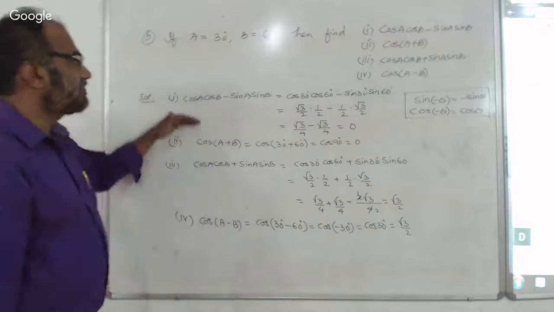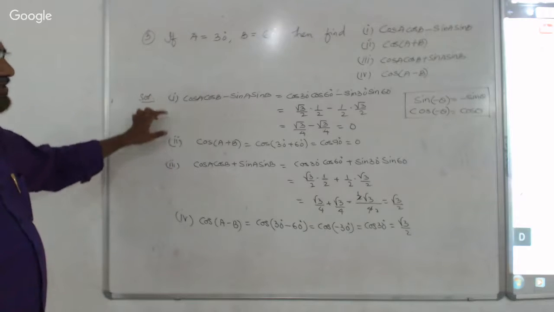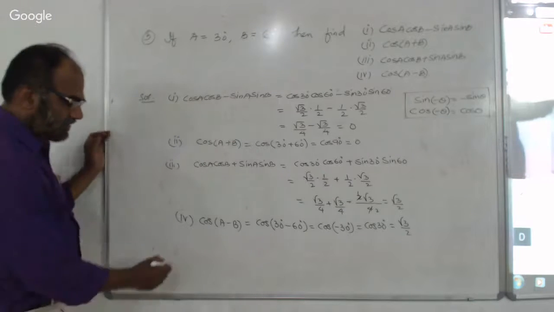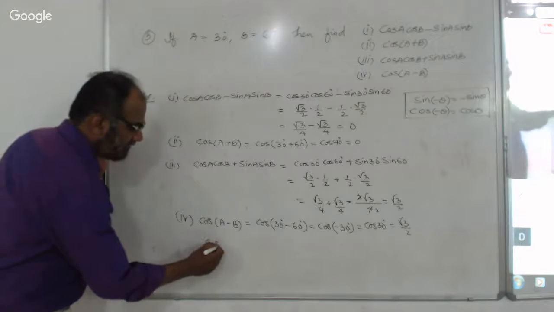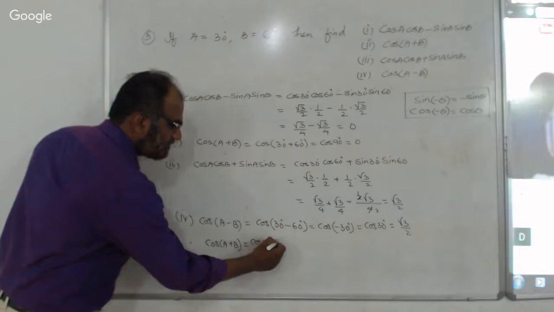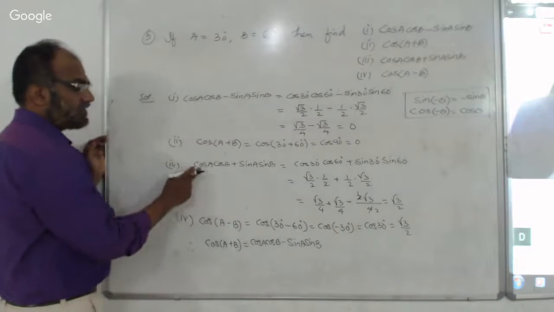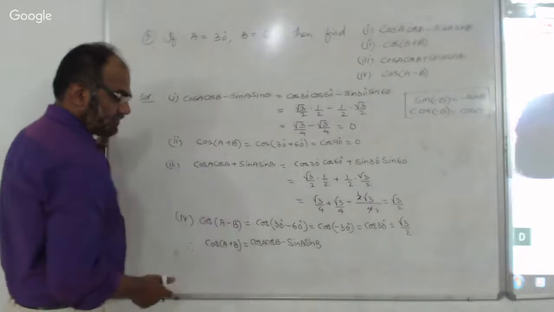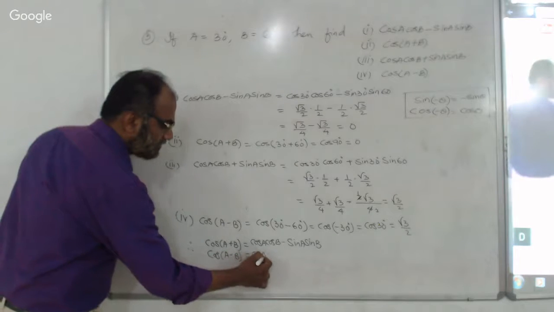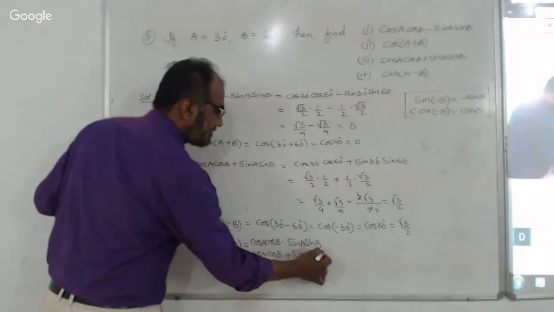So what do we infer from these four results? What we come to know is the first two are the same. That is, cos A cos B minus sin A sin B is equal to cos of A plus B. So cos of A plus B is equal to cos A cos B minus sin A sin B, and the value of cos A cos B plus sin A sin B and cos of A minus B are both equal. So cos of A minus B is equal to cos A cos B plus sin A sin B. Make a note.